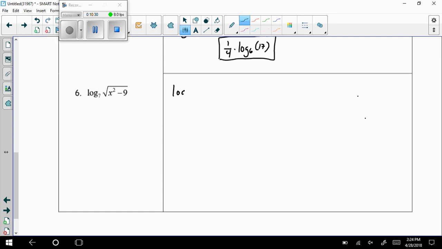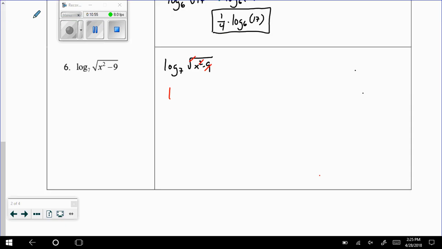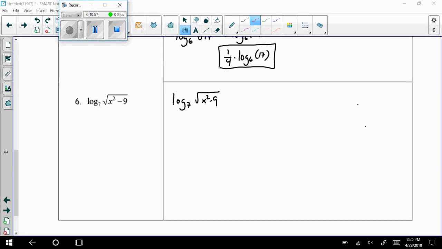And when we have this, log base 7 of the square root of x squared minus 9, please avoid this. You cannot just go, okay, the square root of x squared is x, and the square root of 9 is 3, so this becomes log base 7 of x minus 3. It doesn't work like that. So avoid the temptation just to start massively canceling each other out. You always want to start on that innermost piece of the logarithm. In this case, the square root of x squared minus 9. So I'm looking at the x squared minus 9 piece.